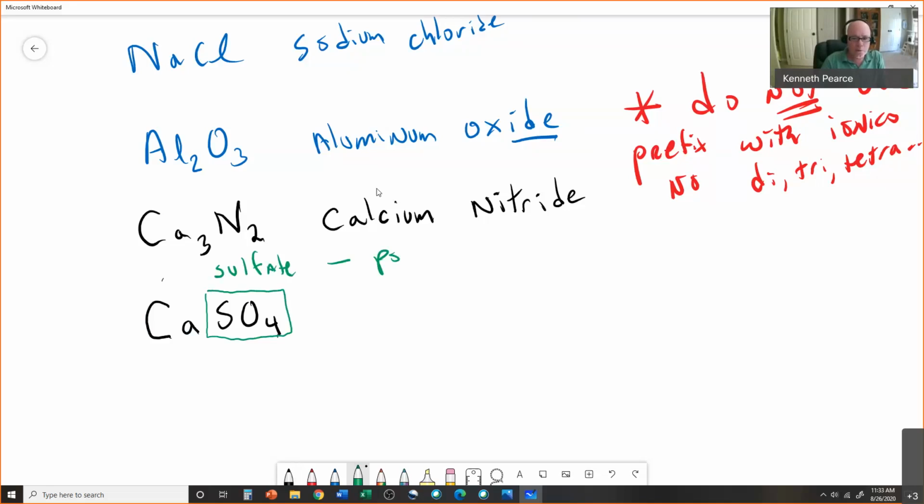And polyatomics are generally going to be ates and ites, with the exception being ammonium, which has an ium on the end. Ammonium being NH4 plus. It's the only positive polyatomic: ammonium.